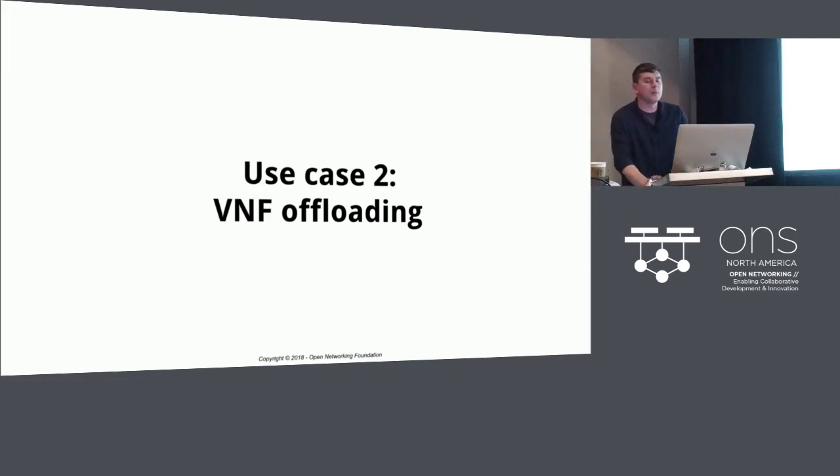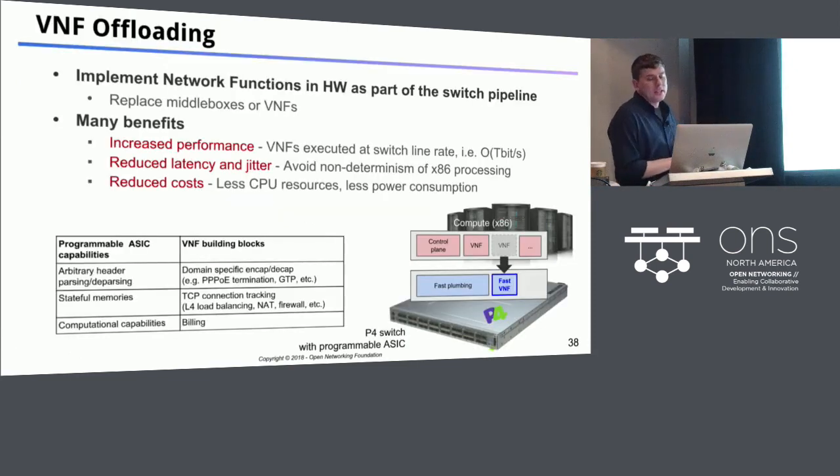Okay, next, I described an open source leaf-spine fabric based on P4. What I'll talk about next is how to extend this fabric to provide more advanced functionality using what we call VNF offloading. The idea of VNF offloading is that of taking network functions, usually running in your computing infrastructure or in a middle box, and moving those to your network infrastructure using, for example, a programmable ASIC.